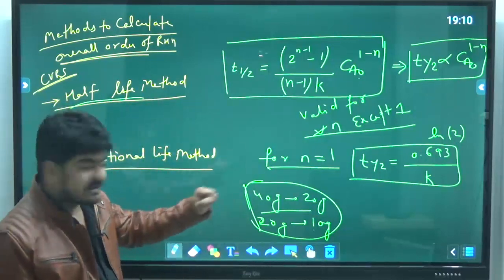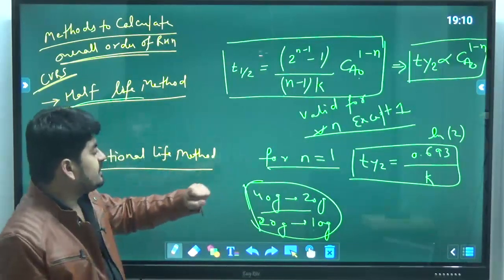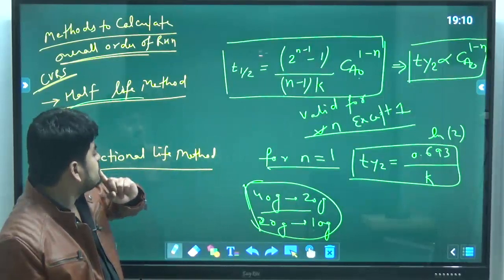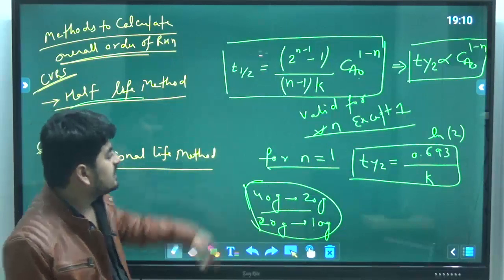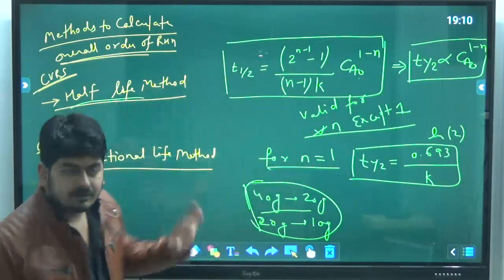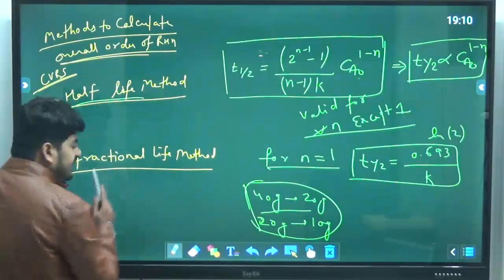Anyways, I hope this part is clear. Now here, one more thing you should know. Okay, this is all about the half-life method.